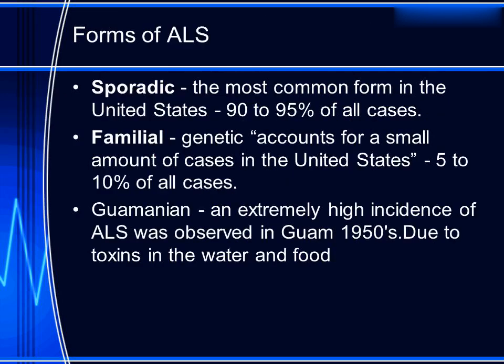Forms of ALS. Sporadic, the most common form in the United States, 90 to 95% of all cases. Familial, genetic, accounts for a small amount of cases in the United States, 5 to 10% of all cases. Guamanian: an extremely high incidence of ALS was observed in Guam in the 1950s, due to toxins in the water and food.